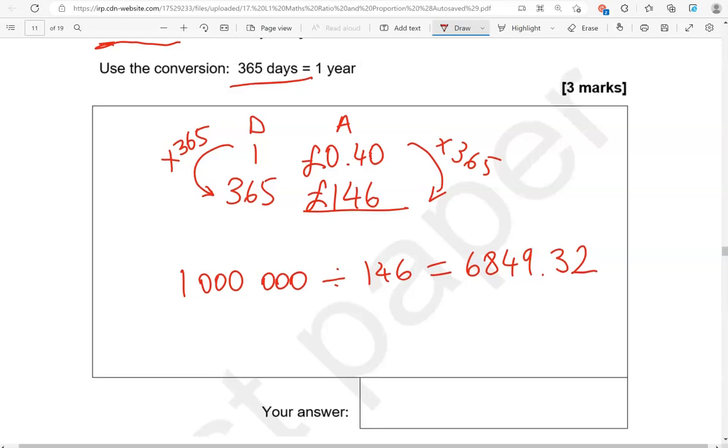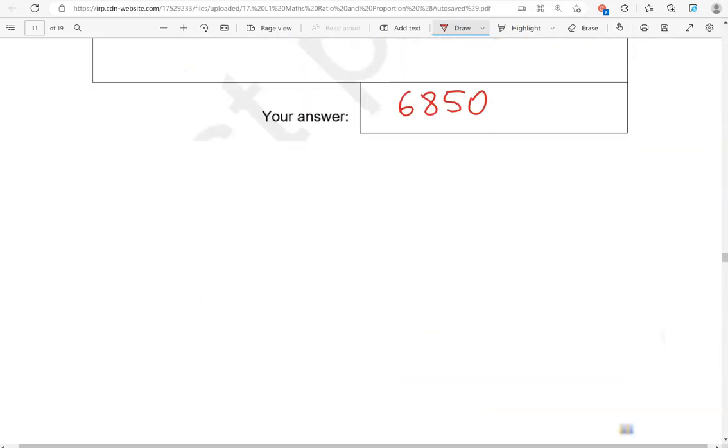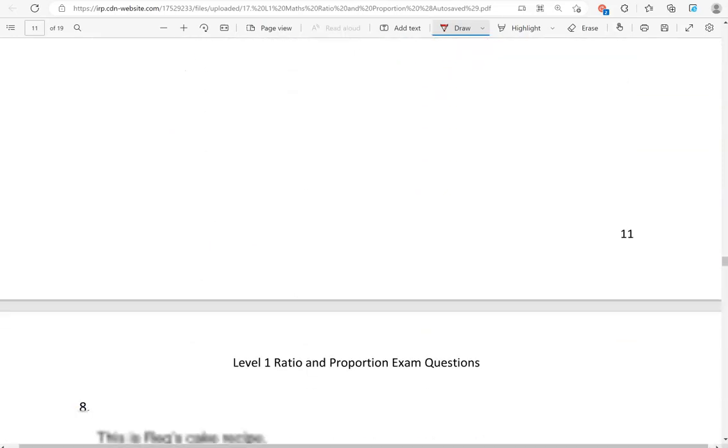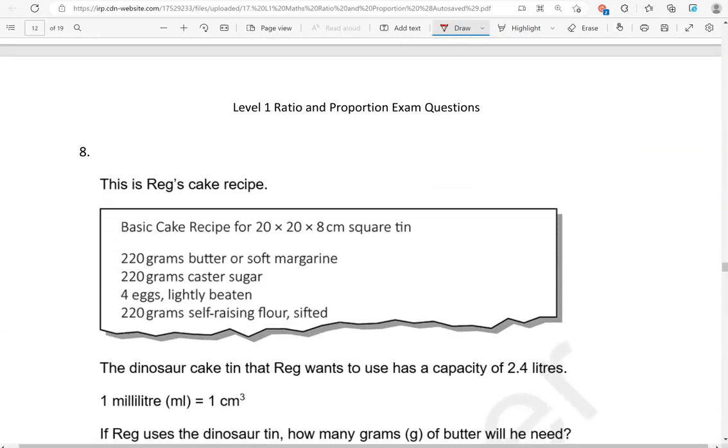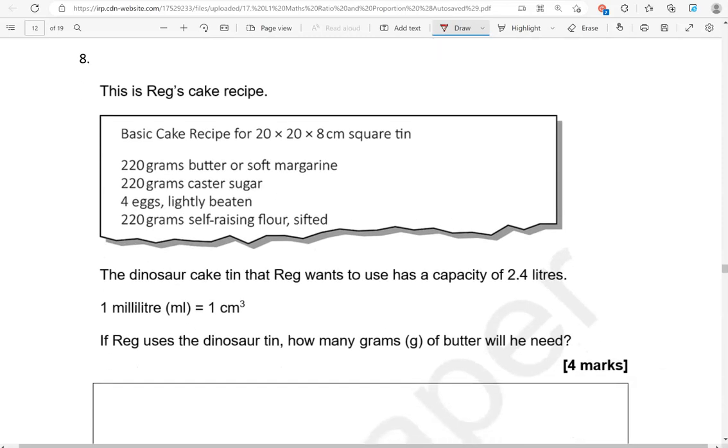Obviously, rounding this down to 6,849 is not going to be enough, because we won't have a million. So we need to round it up to 6,850 people. It will be slightly over, but it doesn't really matter, because if you go down, it will not be enough.